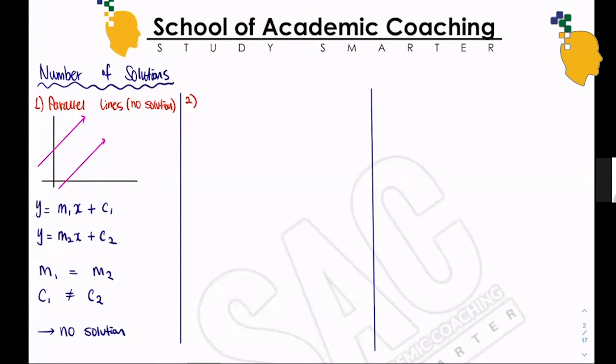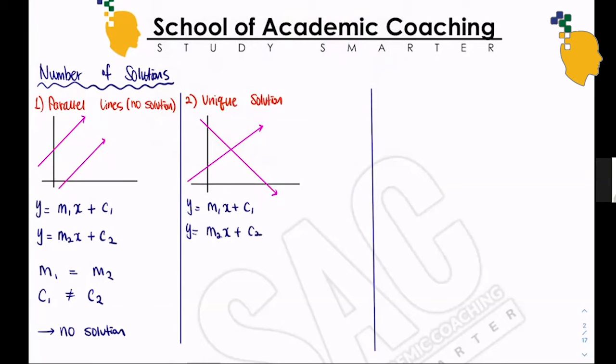Second is when they have a unique solution. So to have a unique solution, there's only one condition. Gradients should not be the same, so that they intersect at one point. So m1 is not equal to m2.